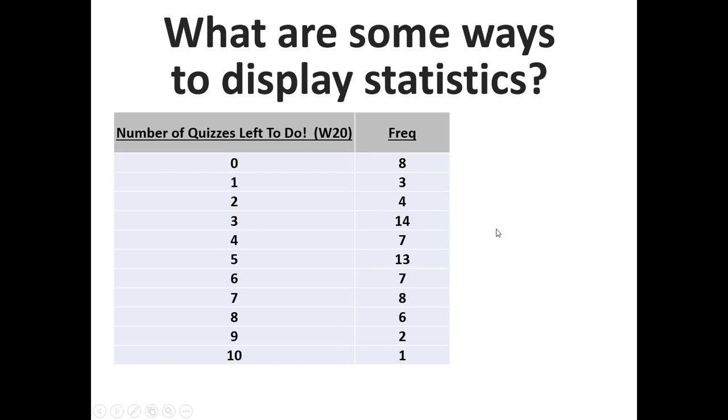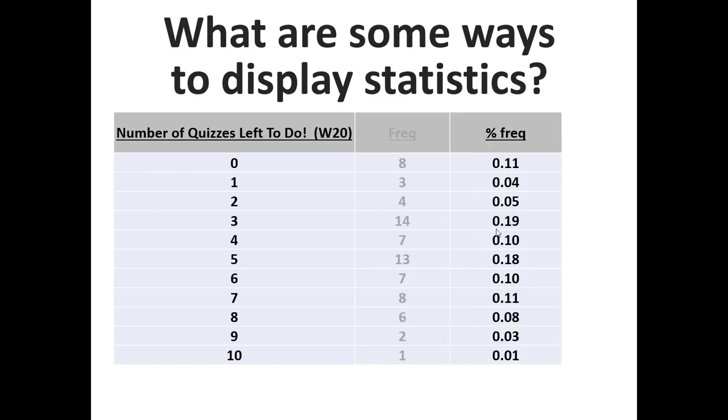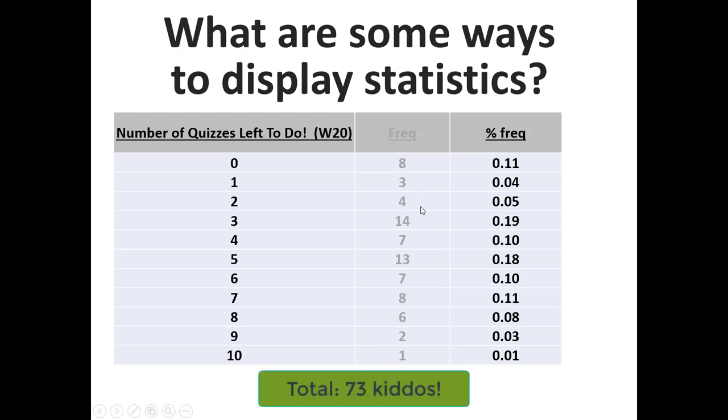Another way of collecting this data is in a relative frequency distribution, or a percentage frequency distribution. What this does is it sums up the total number of folks, so 8 plus 3 plus 4 plus 14 all the way down. We sum those up, and then we divide each of these by that sum total and get a percentage. So 11% have no quizzes left to do, roughly 1 in 9. 4%, roughly 1 in 20, have 1 left to go. 5%, 1 in 20, have 2 left to go. 19%, that's about 1 in 5 people. That's a lot. That's a large percentage. About 1 in 5 have 3 quizzes, and so forth and so on.